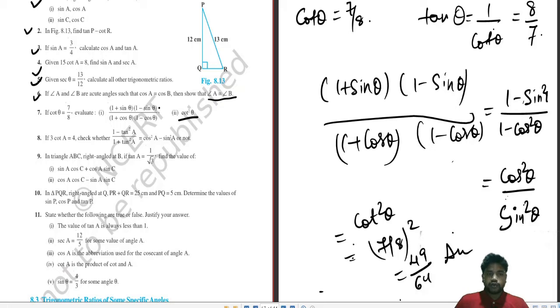I will leave it to you. Obviously you can solve it. Make your mind clear. If you have cot over here, you can convert it to tan and then put the value over here. And then from cot, you can calculate cos theta and sin theta and put the value over here. How can you solve it?